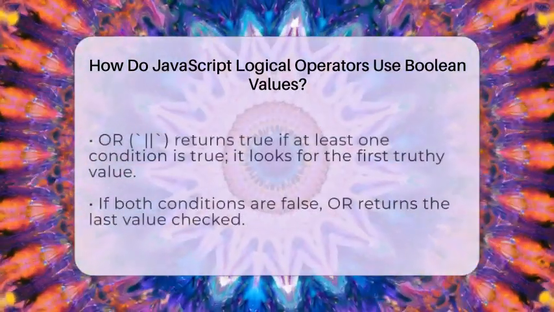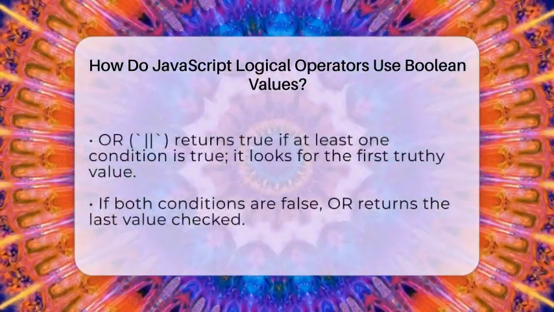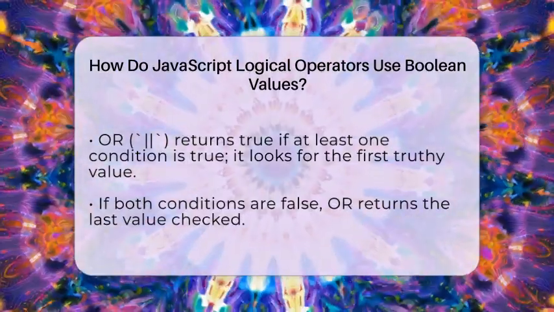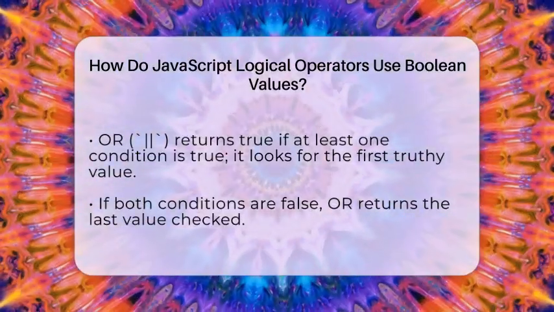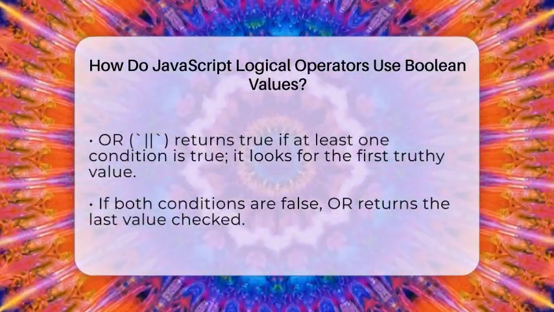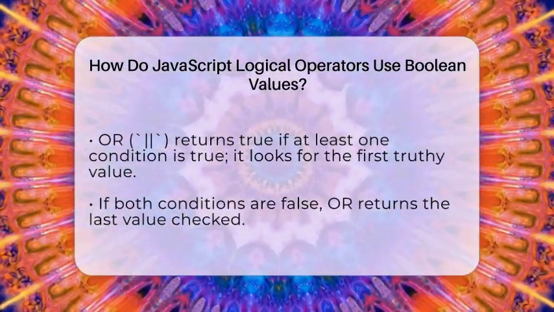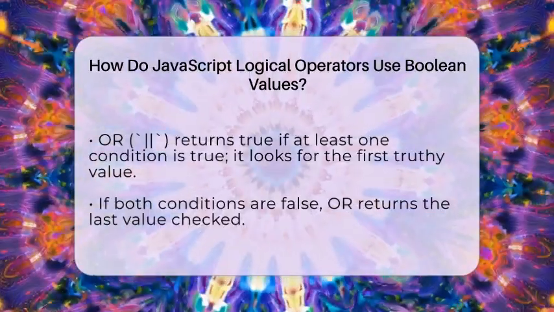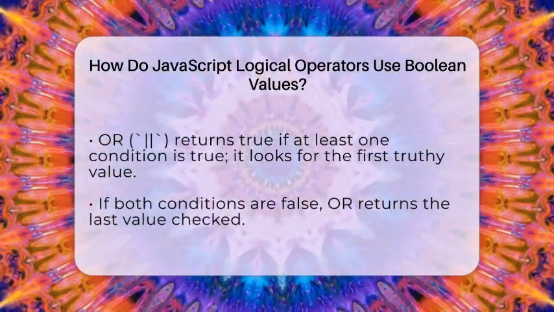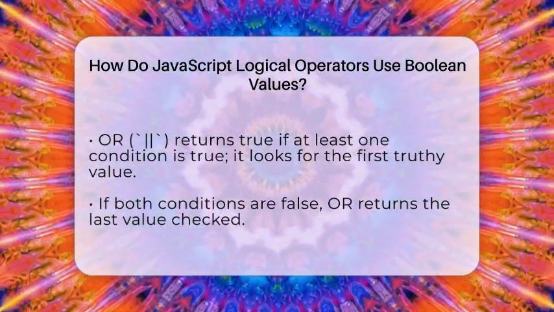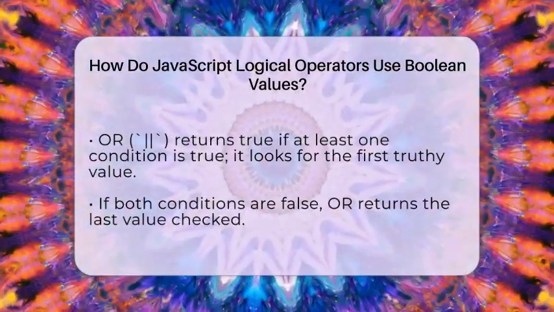The third operator is the logical NOT, which is a single exclamation mark. It flips the truth value. If you give it true, it turns into false. If you give it false, it becomes true. It's like saying, I do not want to go outside. This operator is handy for reversing conditions or making sure something is not the case.